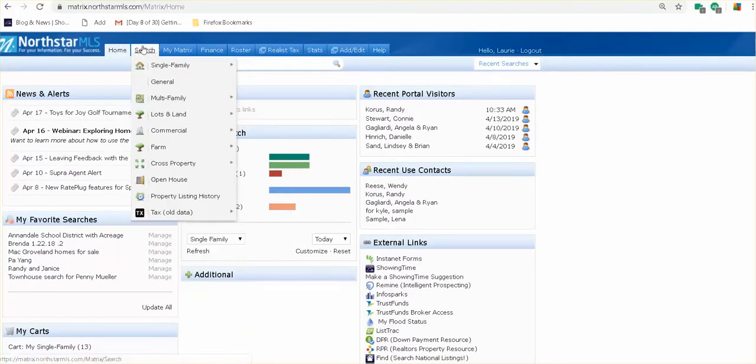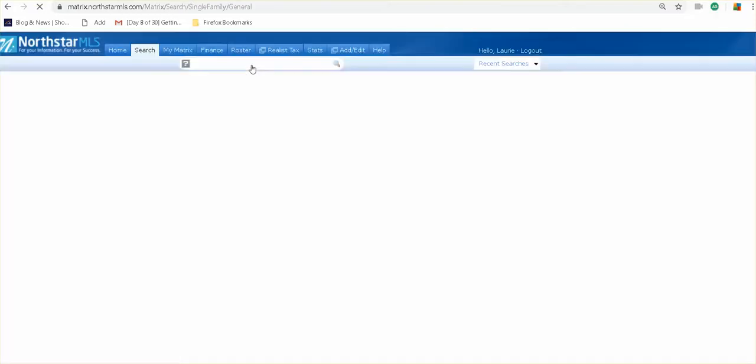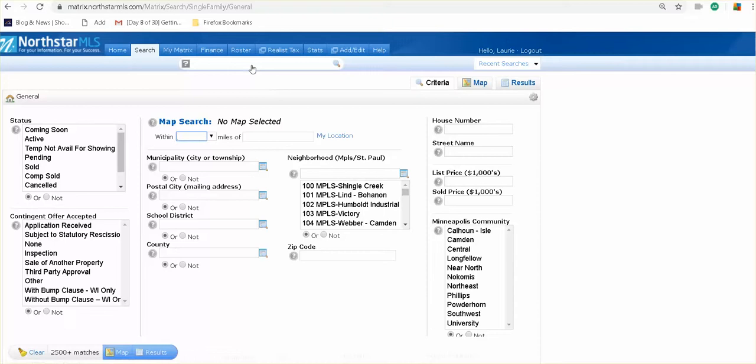I'm going to be going to the search tab and then single family general, because I'm going to just do a general single family home CMA. And I'm going to do a CMA for, let's say, a house in Buffalo. I'm going to stick with that Buffalo area. And so I tend to do CMAs based on solds.